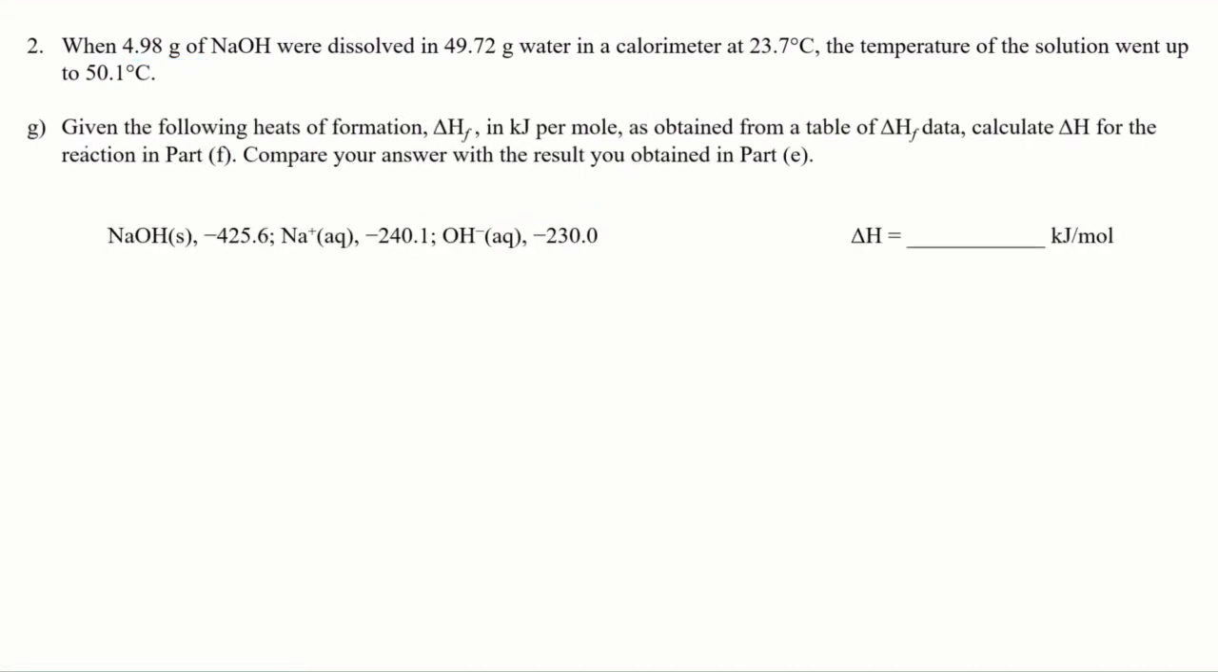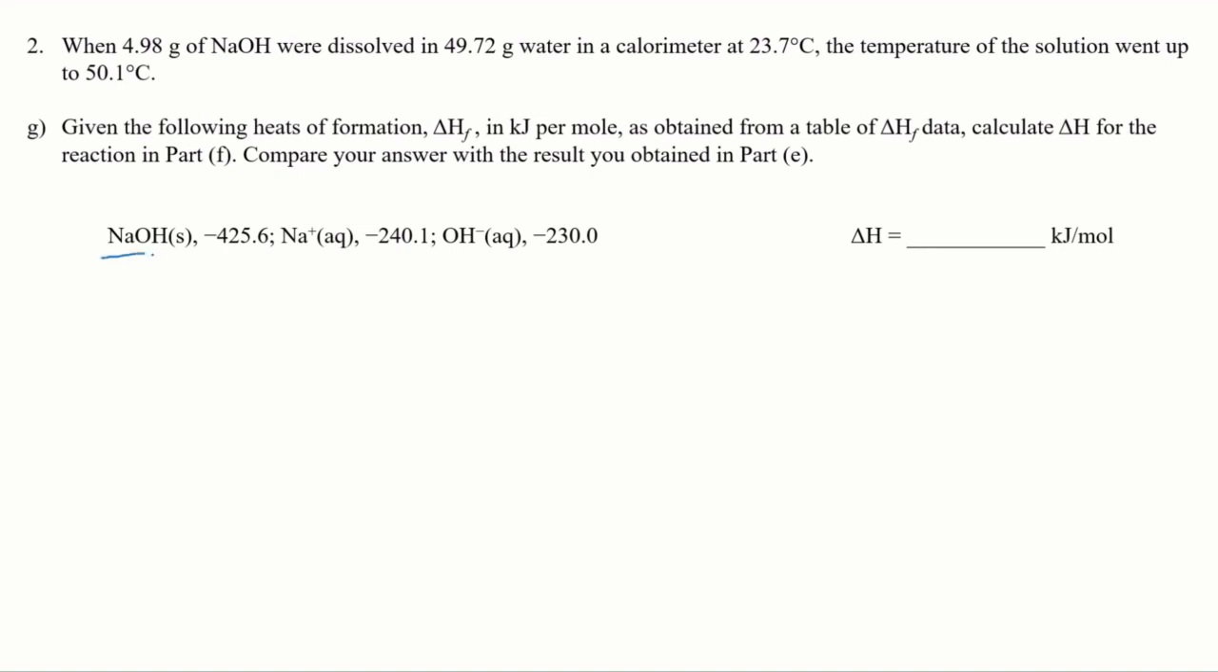Part G. Given the following heats of formation, delta H of F in kilojoule per mole, as obtained from a table of delta H of F data, calculate delta H for the reaction in part F. Compare your answer with the results you obtain in part E. Here we are given the values of the heats of formation in kilojoules per mole.